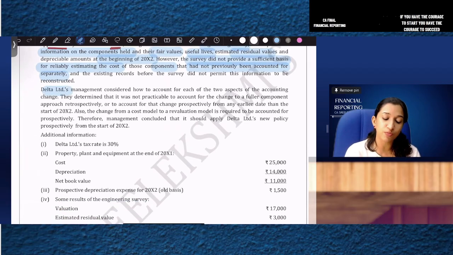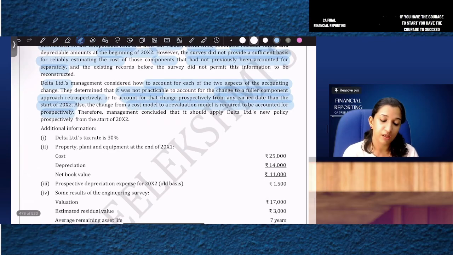Delta Limited's management considered how to account for each of the two aspects of the accounting change. They determined that it was not practicable to account for the change to a fuller component approach retrospectively. So it is not possible to apply the fuller component approach retrospectively, or to account for the change prospectively from an earlier date. Also, the change from cost model to revaluation model is required to be accounted for prospectively.